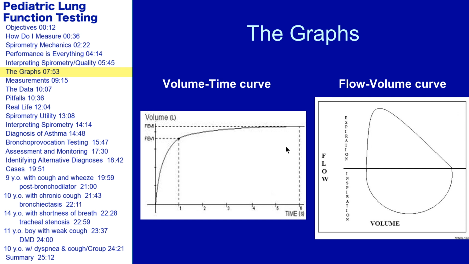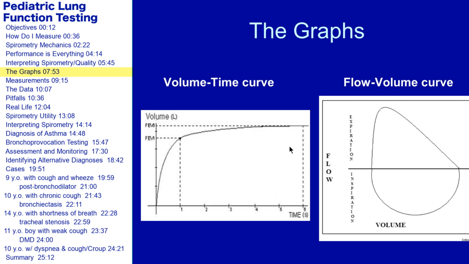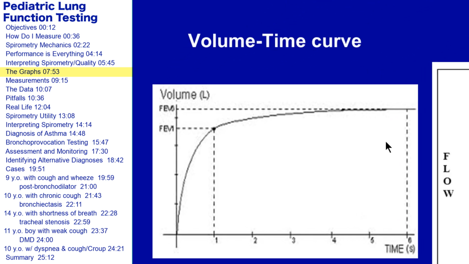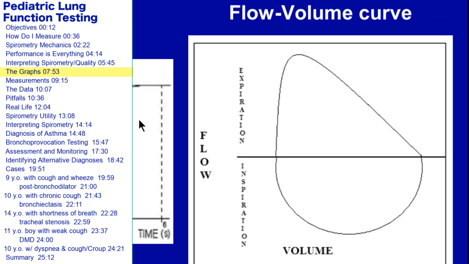And so this is the graphic of what you might see when you do your spirometry. On the left is a figure of a volume time curve, and you can see that it rises quickly and then it leads to a plateau as you get out in time. And then on the right is the flow volume curve, and the expiratory phase is above the horizontal line here, and you can see that again there's a rapid rise to peak flow and then the more smooth descending limb to where you get to residual volume.